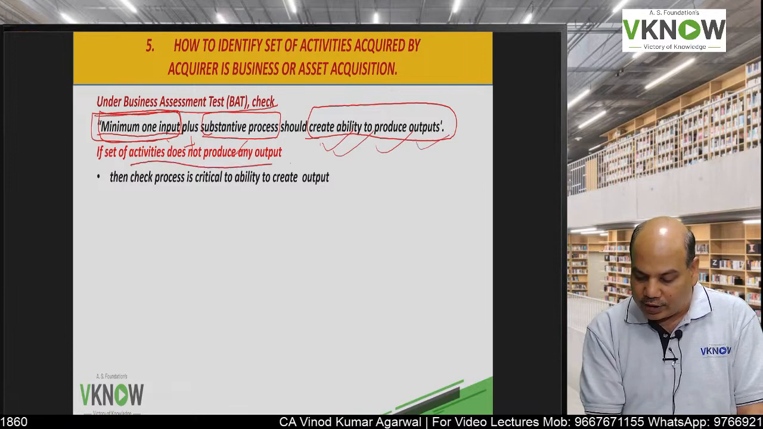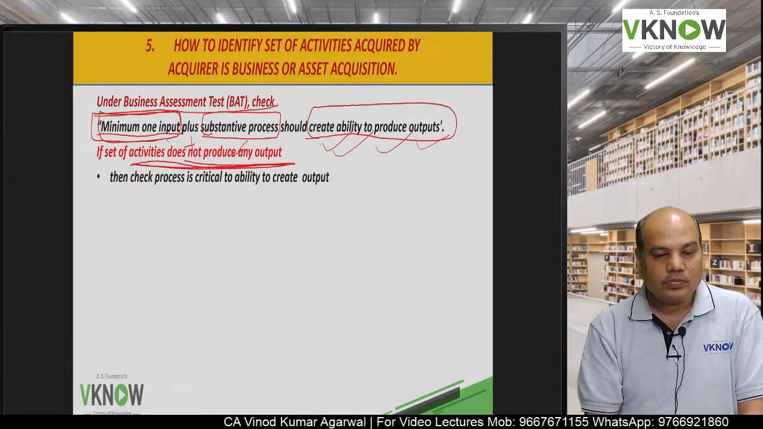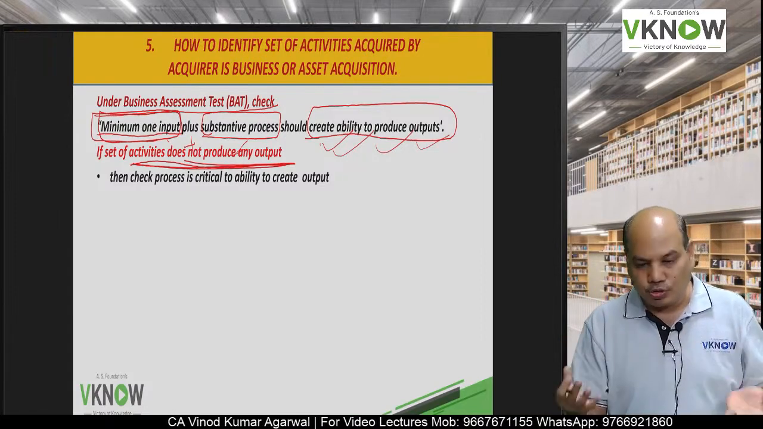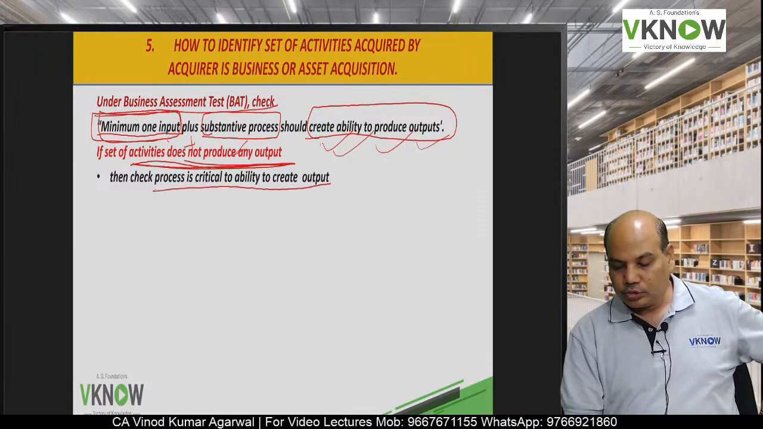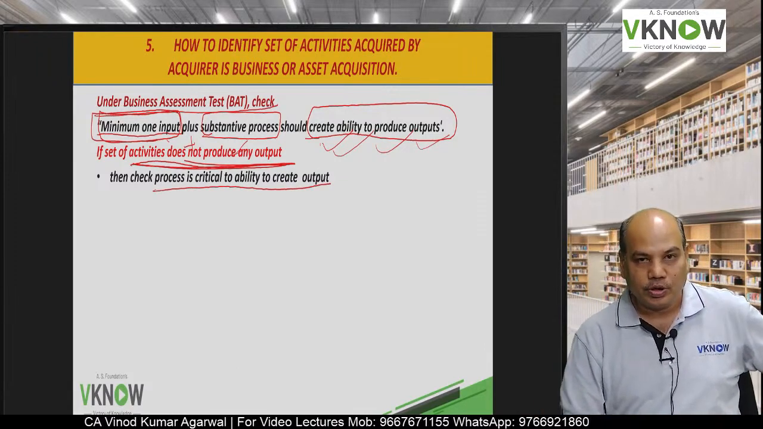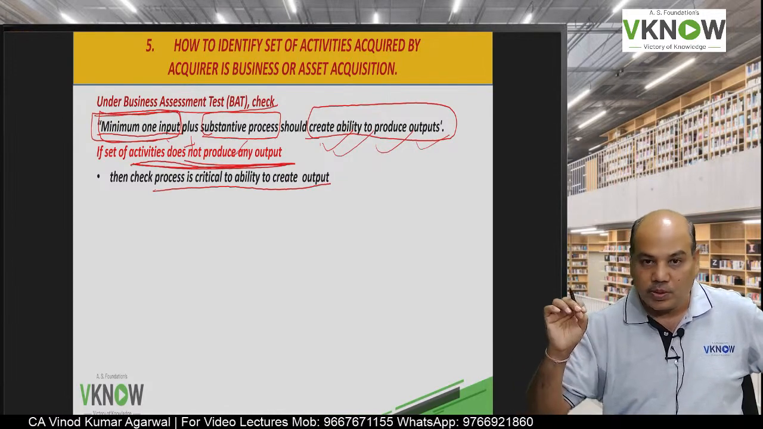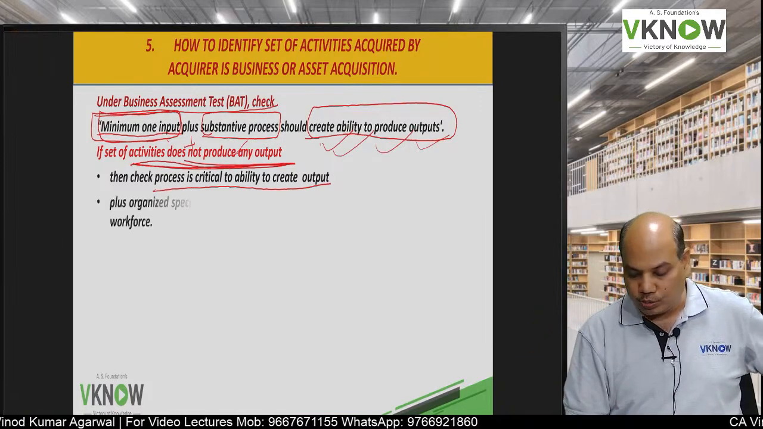If the set of activities does not produce any output, it is possible the set of activities right now is not producing output, then check whether the process is critical to the ability to create output. So sometimes you acquire the research division. That process may be so critical that it is required to create output.